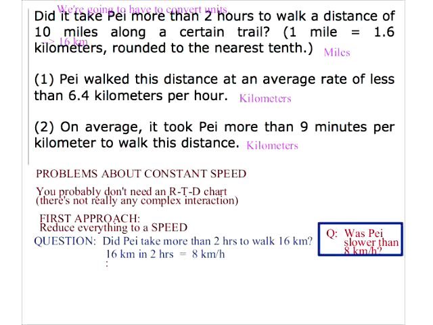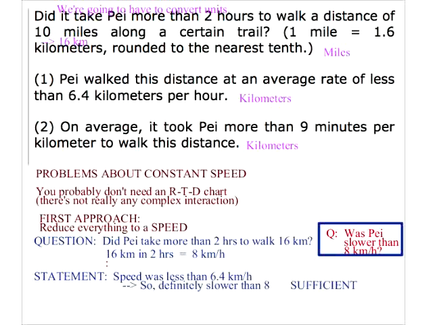So statement 1 is immediate because the speed was less than 6.4 kilometers per hour. So this is definitely less than 8, definitely slower than 8. So that's sufficient. That's statement 1, sorry. I don't know what happened to the 1. If you have any questions about that, go ahead and type them in the box.